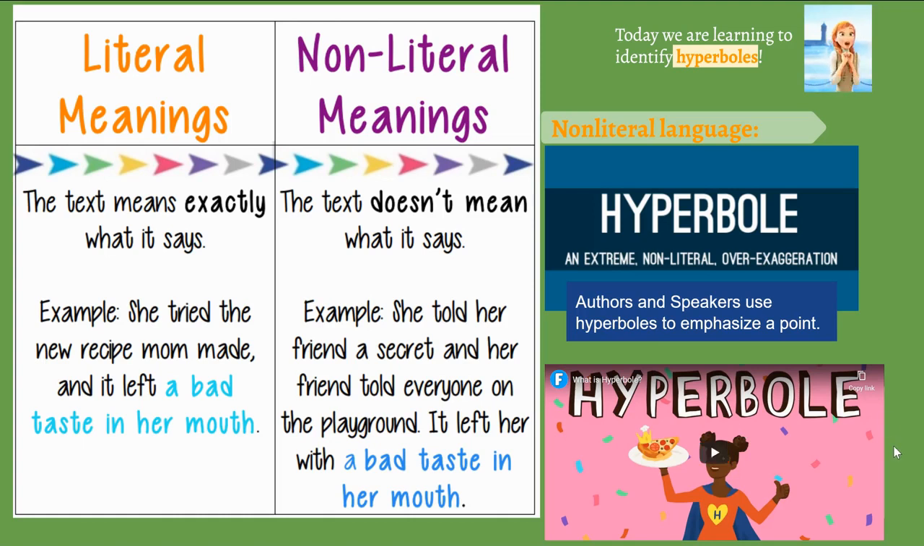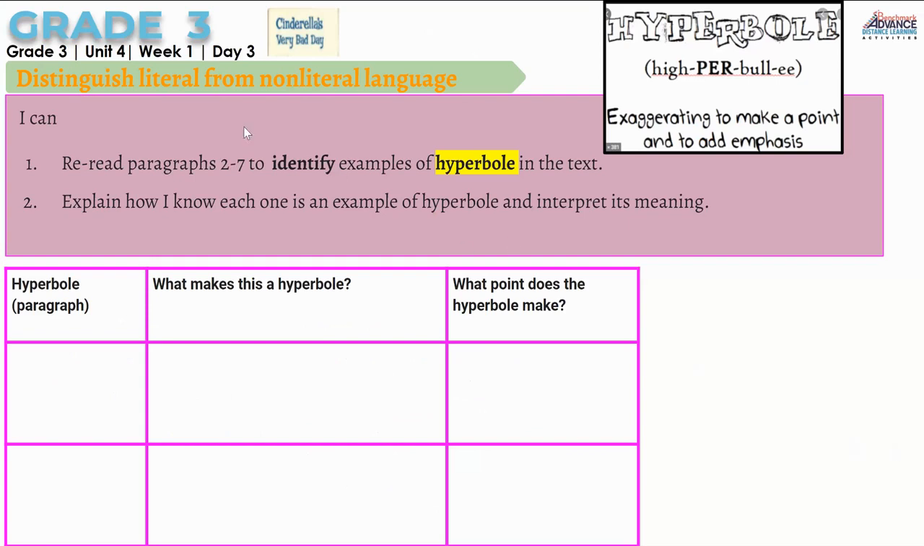Let's look at our directions for today. Today we are going to reread paragraphs 2 to 7 to identify examples of hyperbole in the text. We are going to explain how we know each one is an example of hyperbole, and we're going to interpret its meaning. So as you can see, here is the chart where we're going to explain what the hyperbole is, why it's a hyperbole, and what the author meant by it, okay?